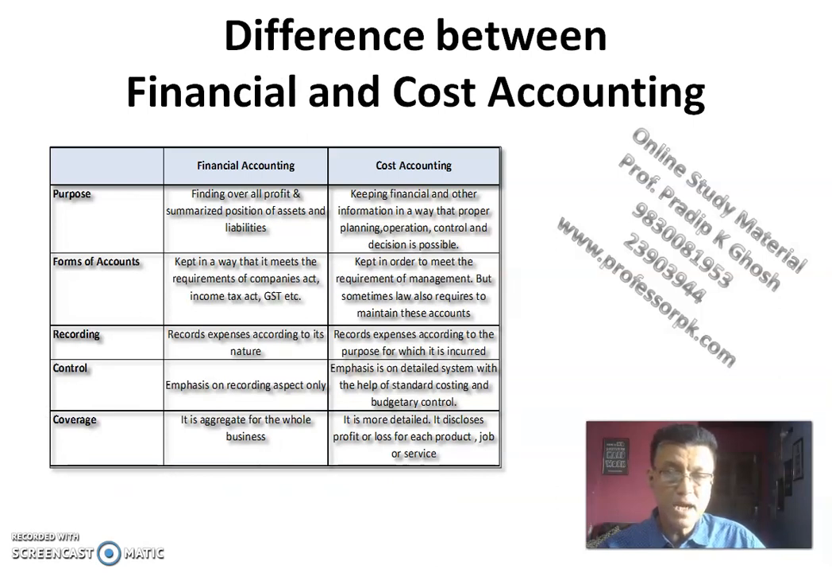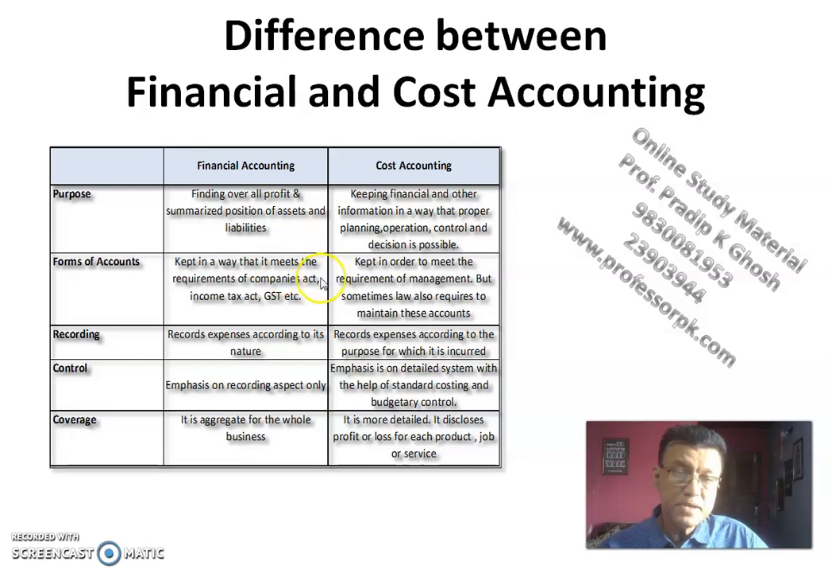Now, going by the earlier analysis and earlier discussion, we can more or less identify what are the differences between financial accounting and cost accounting. The purpose of financial accounting is to find overall profit and give a summarized position of assets and liabilities. Cost accounting is concerned with keeping financial and other information in a way that proper planning, operation, control and decision making is possible. Forms of accounts.